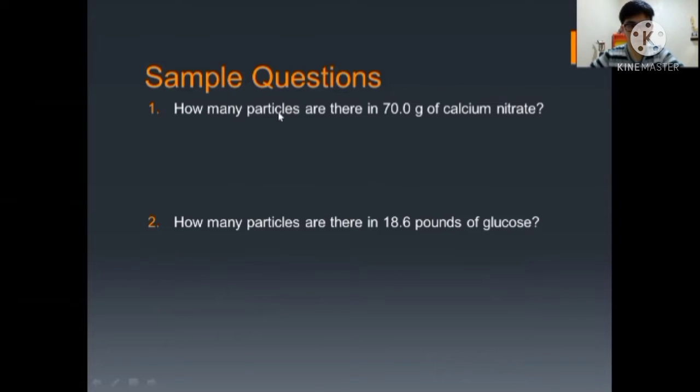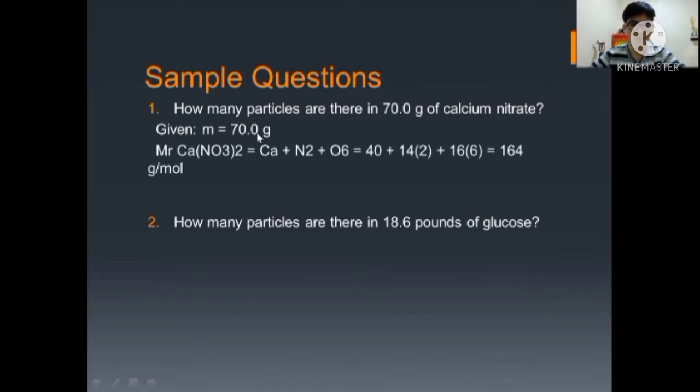Number 1: how many particles are there in 70 grams of calcium nitrate? In here we are given the mass of calcium nitrate, which is 70 grams. The first thing we need to do is find the molar mass of calcium nitrate, which is in here. This is the solution that we explained for a while.